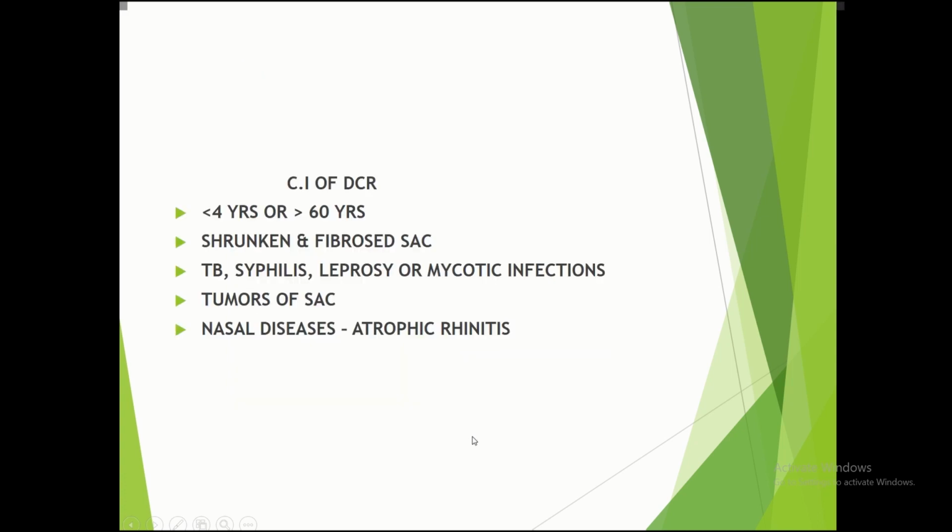So what are the contraindications for dacryocystorhinostomy, or what are the indications for dacryocystectomy? Age less than 4 years or greater than 60 years. If it's a shrunken and fibrous sac, you're not likely to get much success with DCR. Or if you're having tuberculosis, syphilis, leprosy, or mycotic infections, any tumors of the sac, nasal diseases such as atrophic rhinitis, these are some of the contraindications for doing a dacryocystorhinostomy.